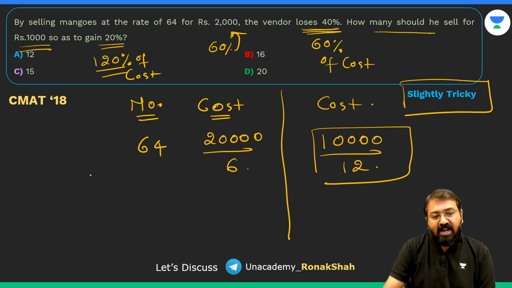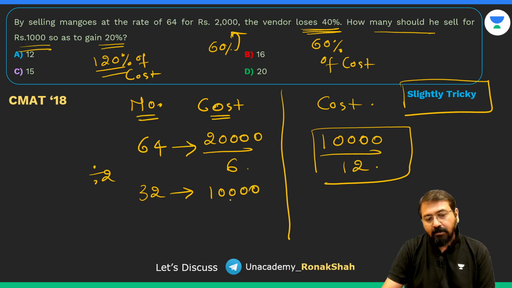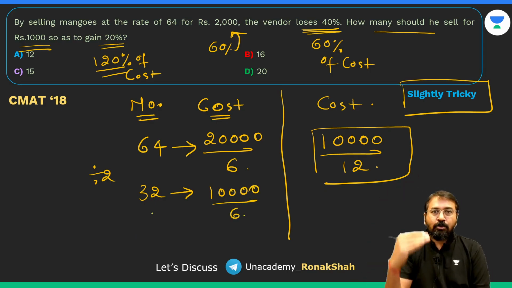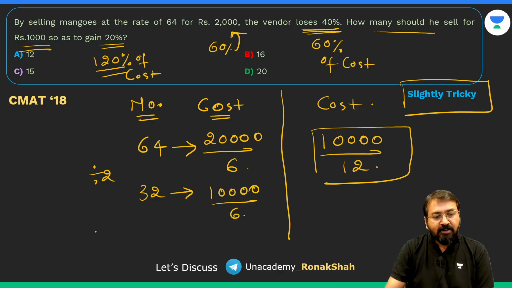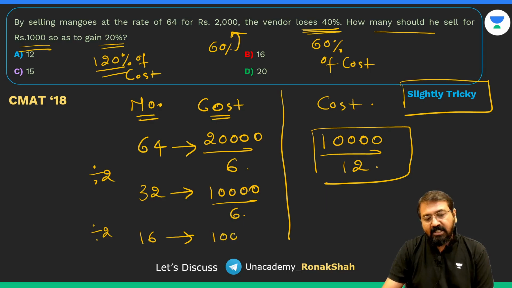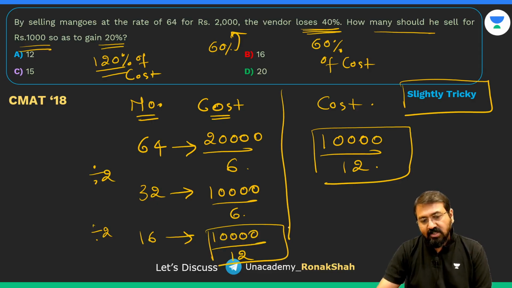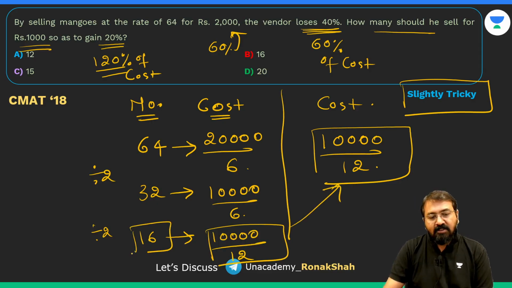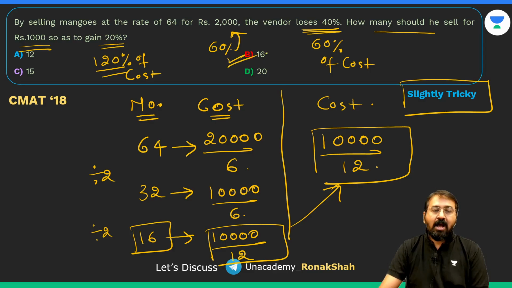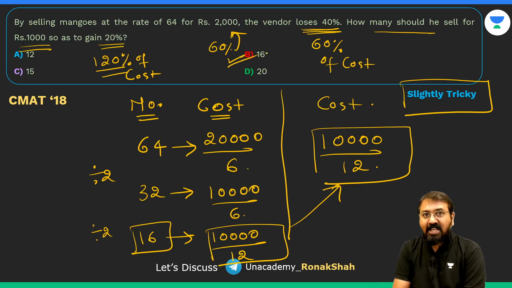Let me divide this by 2. For 64 mangoes we are paying this cost. So for 32 we should be paying 10,000 by 6. The number of mangoes have become half, so the cost will also become half. Further, let me divide by 2. So for 16 mangoes I should be paying 10,000 divided by 12, and this is the cost that I wanted, so I should be giving only 16 mangoes. That's our answer. So this was a little tricky question, guys.